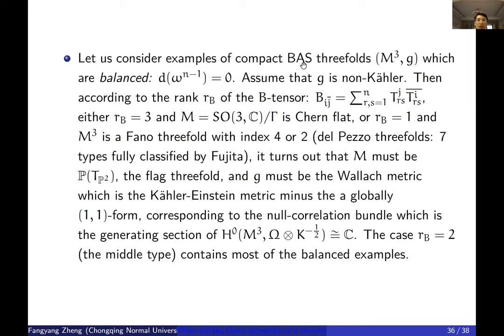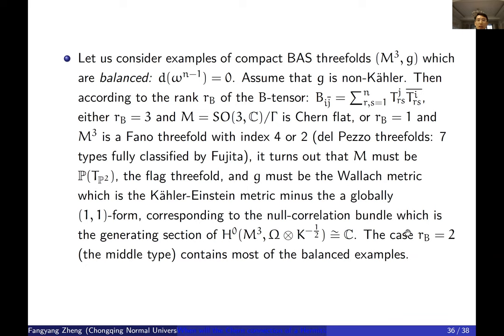Then using this balanced Bass condition, you can rule out everything except one, namely the flat threefold. The metric is not the Kähler-Einstein metric, but the so-called Wallach metric, which is the Kähler-Einstein metric minus the square of a global 1-1 form, which is the square of this so-called correlation bundle from algebraic geometry. So this cohomology group is one-dimensional.